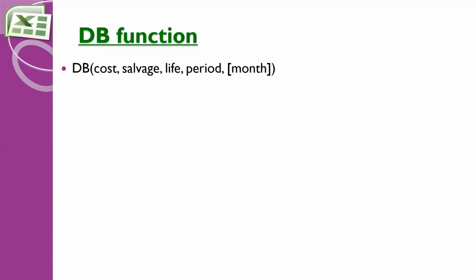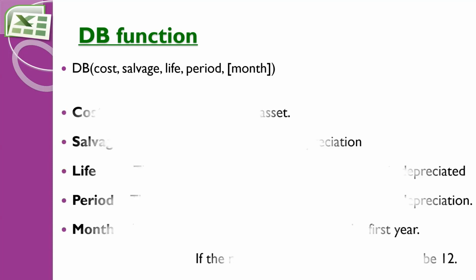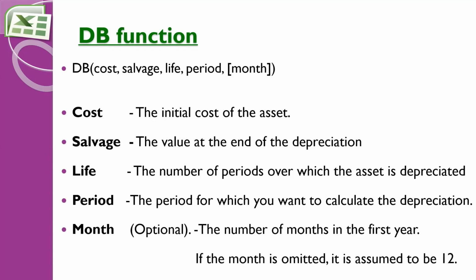Here we have incorporated the period as well as the particular month. This month is optional. It includes the number of months in the first year. If the month is omitted, it is assumed to be 12. Other things are the same.